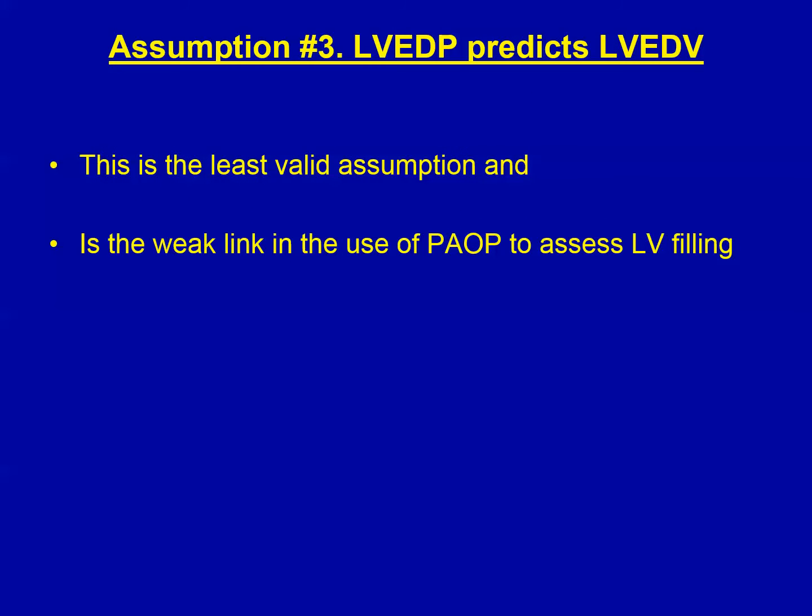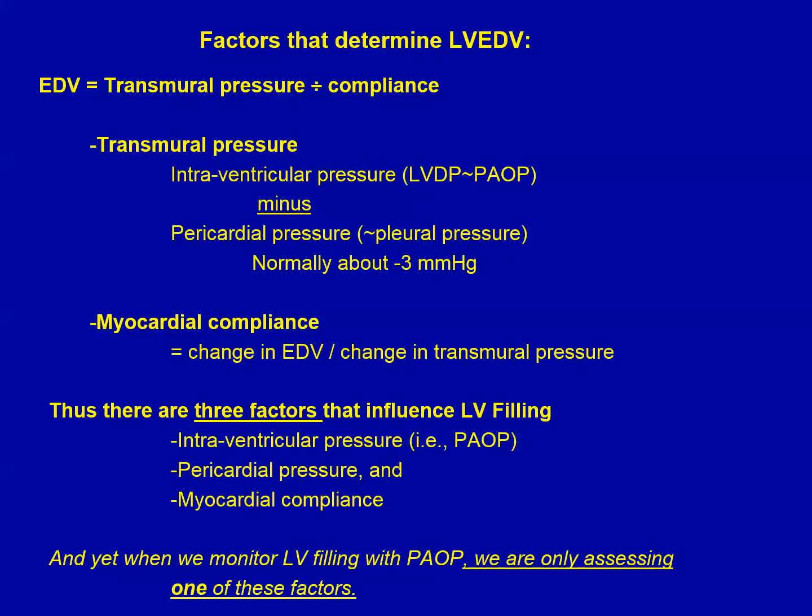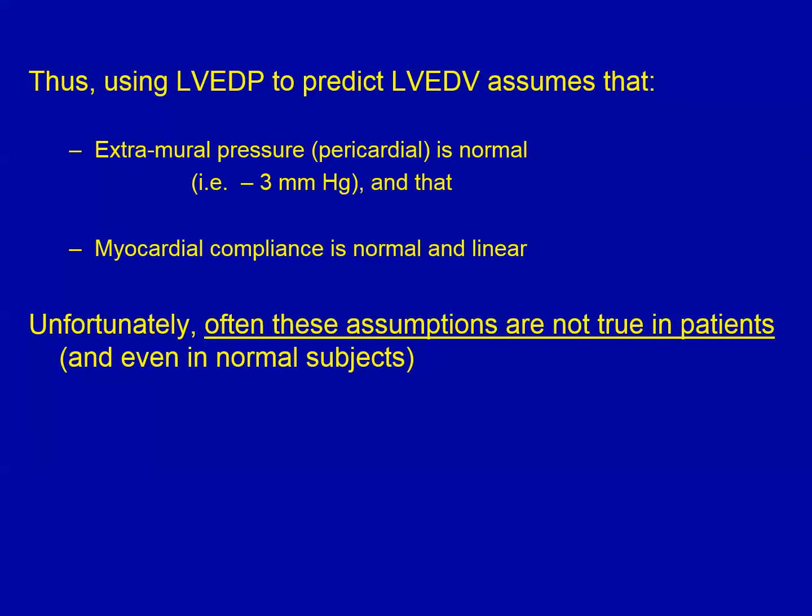But the third assumption is the weakest, because it assumes that end diastolic pressure predicts end diastolic volume. The problem is that end diastolic volume is influenced not only by the pressure inside the ventricle, which we measure by the wedge pressure, but also the pressure outside the ventricle, and most importantly, influenced by myocardial compliance. Thus, there are three factors that influence filling, and we are only measuring one of the factors.